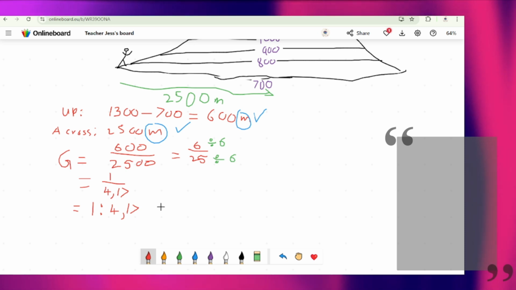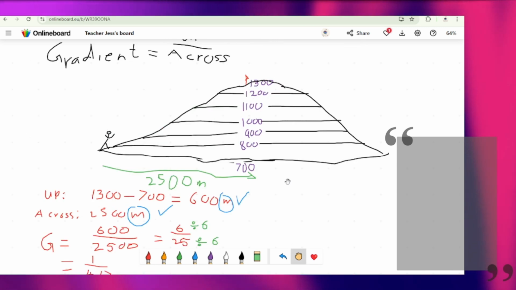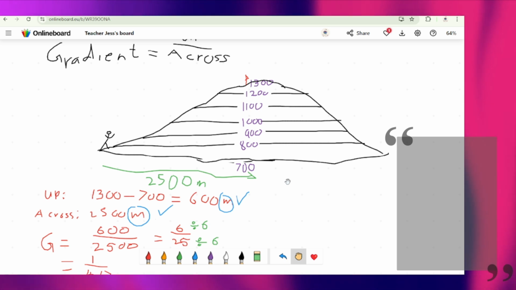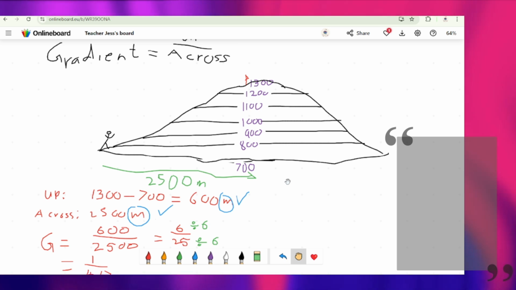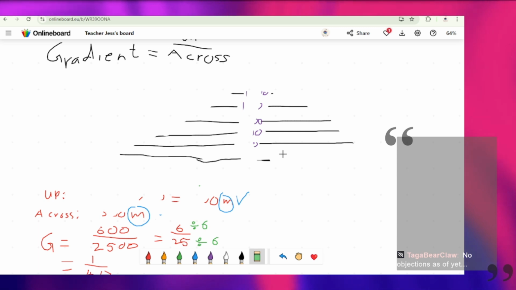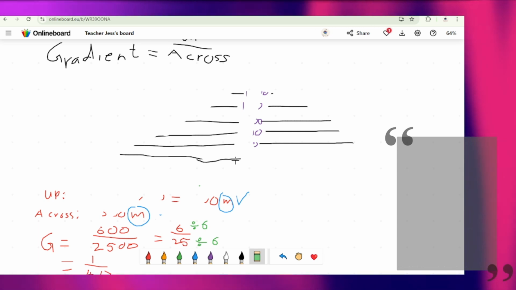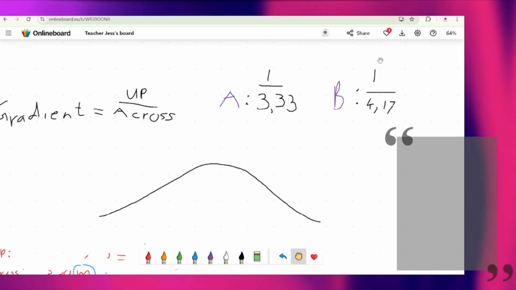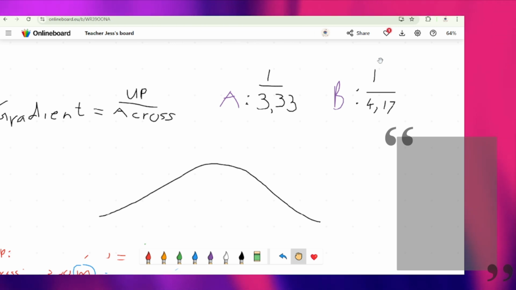Are we happy with this calculation? Now we're going to do one more that has this side view, and then we're going to change it up a little bit to make it more challenging. No objections. Oh, wonderful. That's what I like to hear. Okay, there's a reason why I'm saving these answers. I want to get back to it right at the end, and I want us to compare the different gradients and see which one was the steepest and which one was the most gentle.